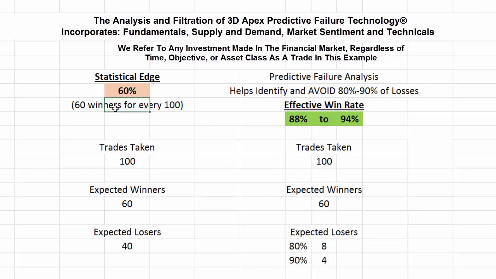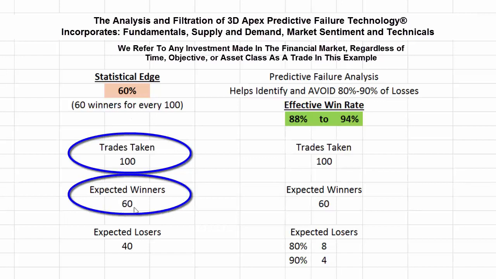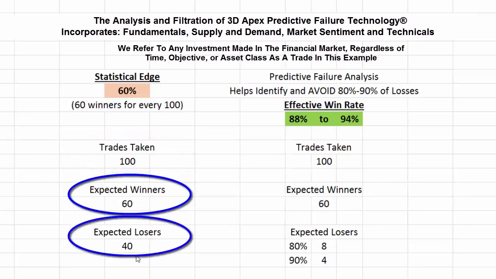Now, the sticking part with a statistical edge in the markets is that you don't know which 60 out of 100 are going to be the winners and which, therefore, 40 are going to be the losers, right? So simple math, right? You take 100 trades, you have a 60% win rate. You're going to expect to take somewhere around 60% of your trades home as winners and then 40% home as losers. You don't know before you take the trade which is which.